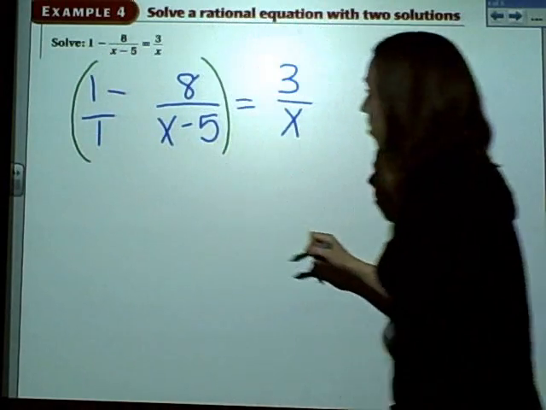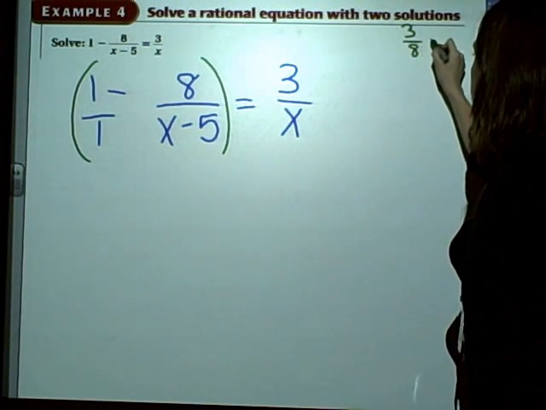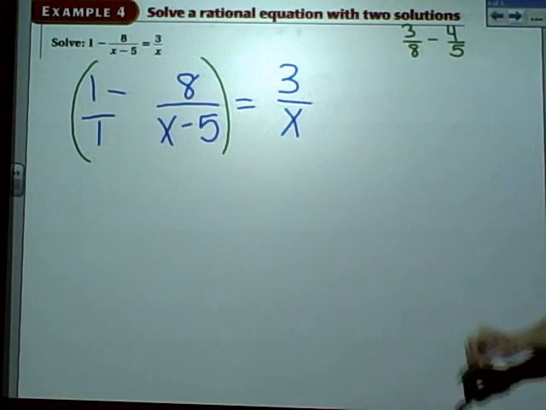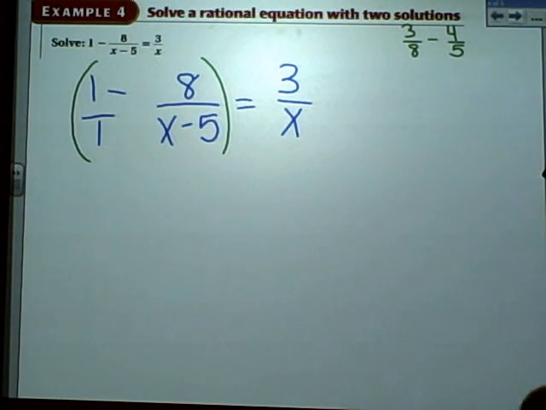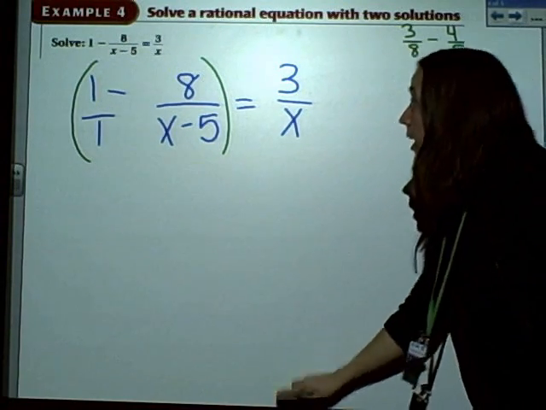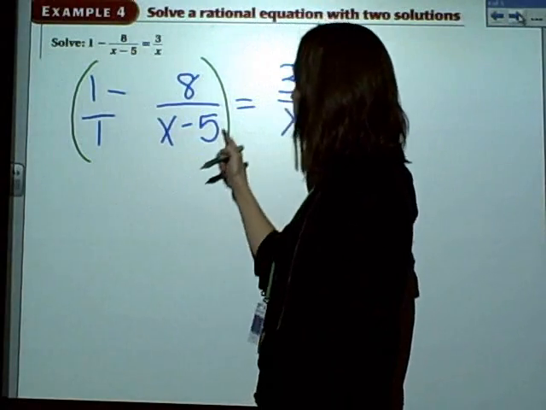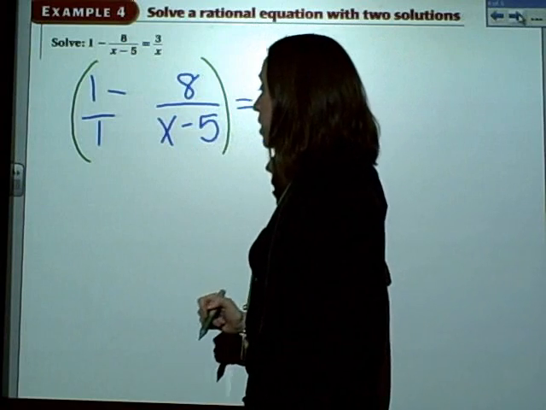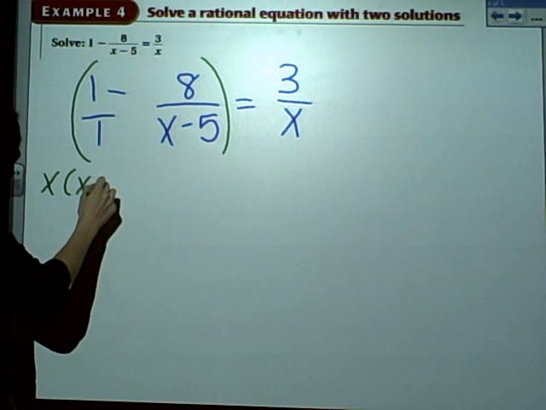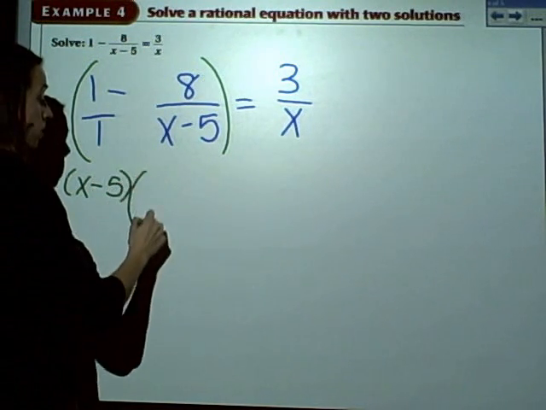It's just like if you're trying to subtract 3/8 minus 4/5. We want to figure out the least common denominator between 8 and 5. The only way to get that is to multiply them together. It would be 40. Okay, so for this one, we're going to multiply both sides by x times x minus 5. So we're going to go x times x minus 5, and we're not going to multiply them together yet, just in case stuff cancels.